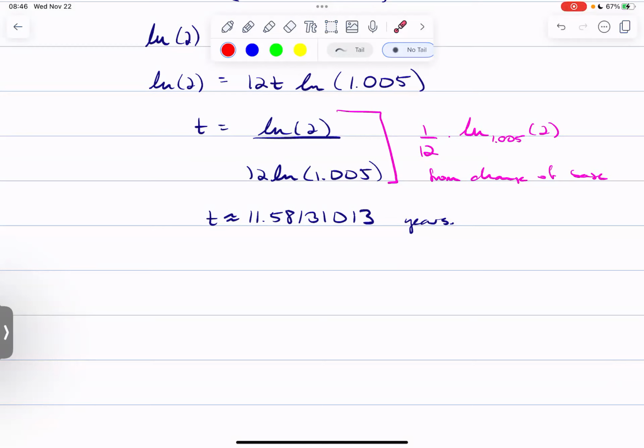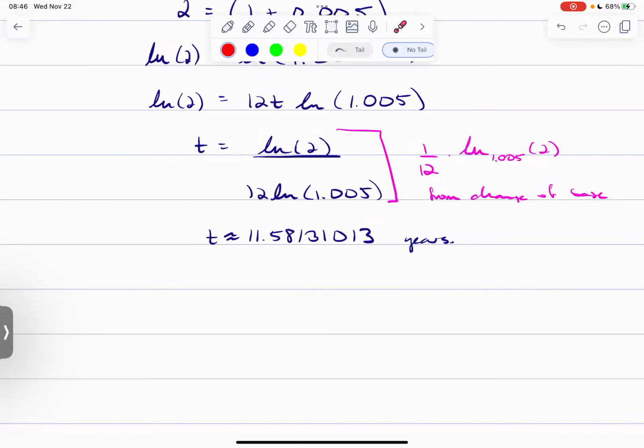0.6 years would be 7 months-ish, right? 11 years and 6 months, or sorry, 7 months, so close. Let's see here. Let me just make sure before I tell you. No. I'm trying to remember what the rule is.